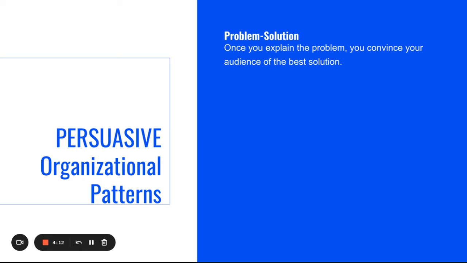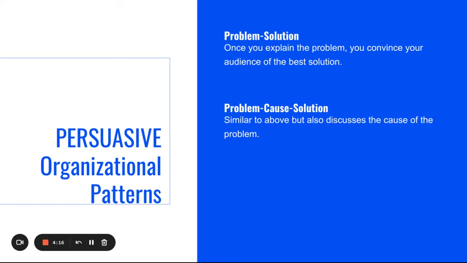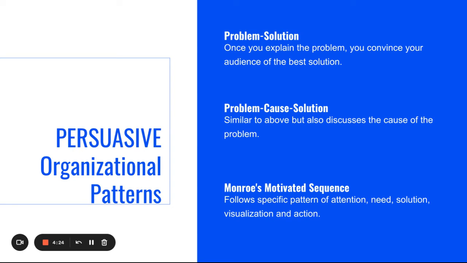So for persuasive organizational patterns, you might give a problem solution. You would explain the problem, convince your audience of the best solution. Now, similarly is problem, cause, solution. But in this case, you would say the problem, this is what the cause is of the problem, and this is how to solve it. And then Monroe's motivated sequence. It follows specific patterns of attention, need, solution or satisfaction, visualization, and action.